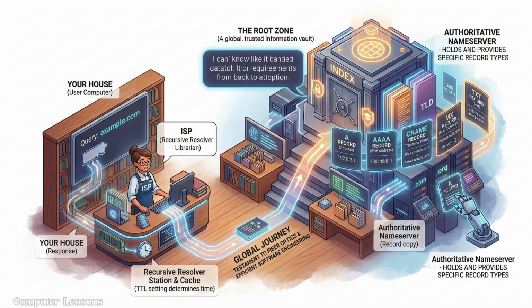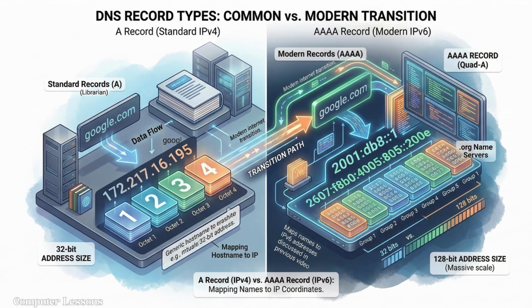This entire global journey, from your house to the ISP to the root, to the TLD to the authoritative server and back, happens in just a few milliseconds. It is a testament to the incredible speed of fiber optics and efficient software engineering. But DNS is not just for finding websites. It holds different types of data called records. The most common is the A record, which maps a host name to a standard 32-bit IPv4 address.